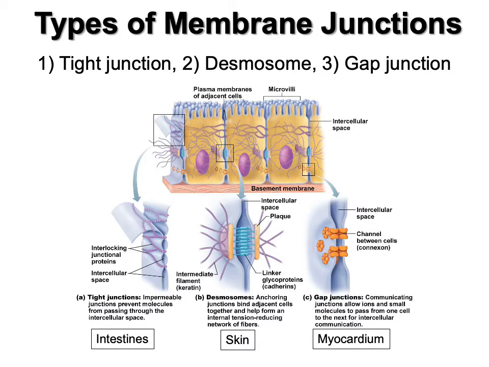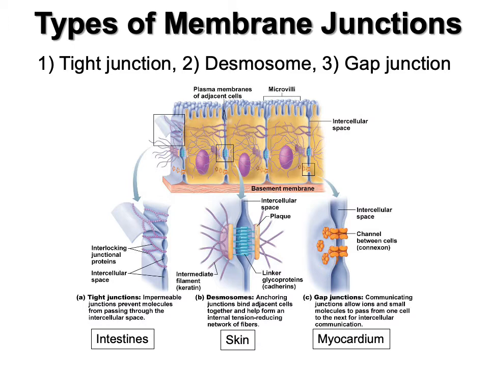Desmosomes, also known as anchoring junctions, because they anchor one cell to another to form a tissue. They do a good job of holding the tissue together while allowing the tissue to stretch without tearing. A good example of desmosome junctions is in the skin. They allow the skin to stretch over a joint with movement while holding the tissues together.